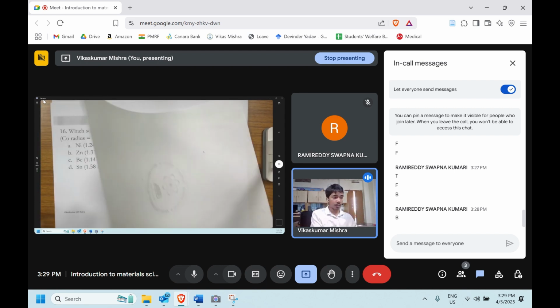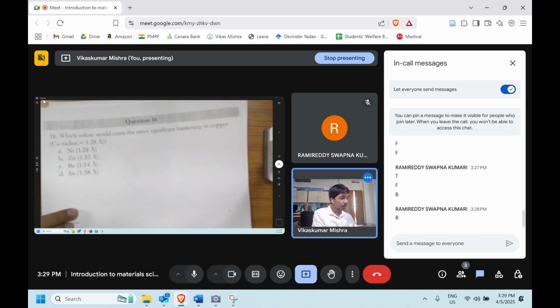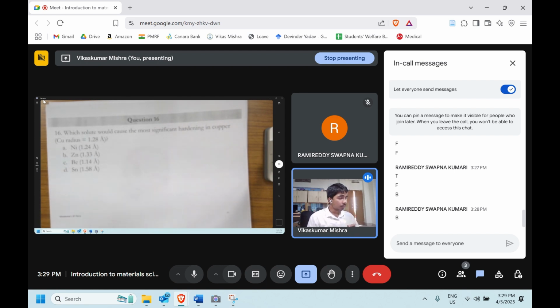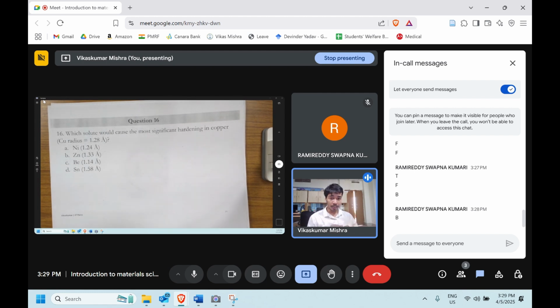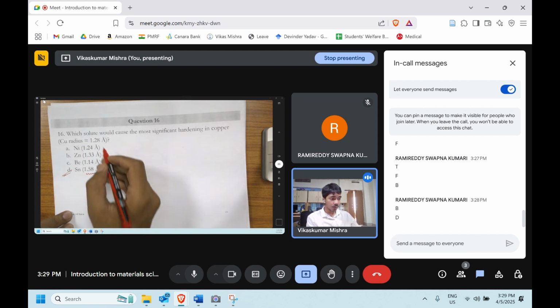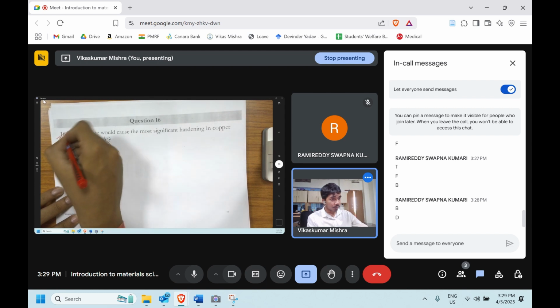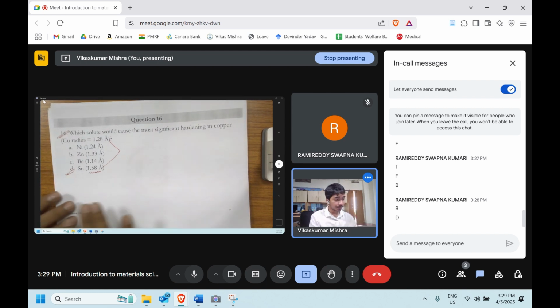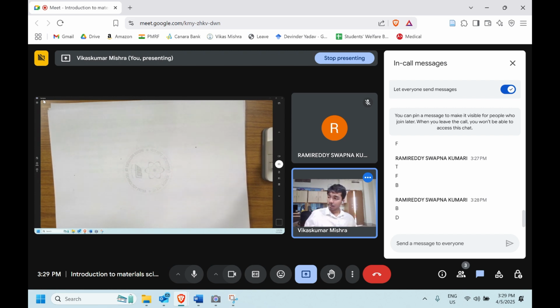Let's move ahead to question number 16. Which solute would cause the most significant hardening in copper? So among that, if I want my material to be harder, which one should I add? Nickel, zinc, beryllium, or the last. Option D is the right answer because it has the highest difference in the atomic radius. So it's going to cause more strain. So more strain hardening will take place. Okay. Let's go to question number 17.